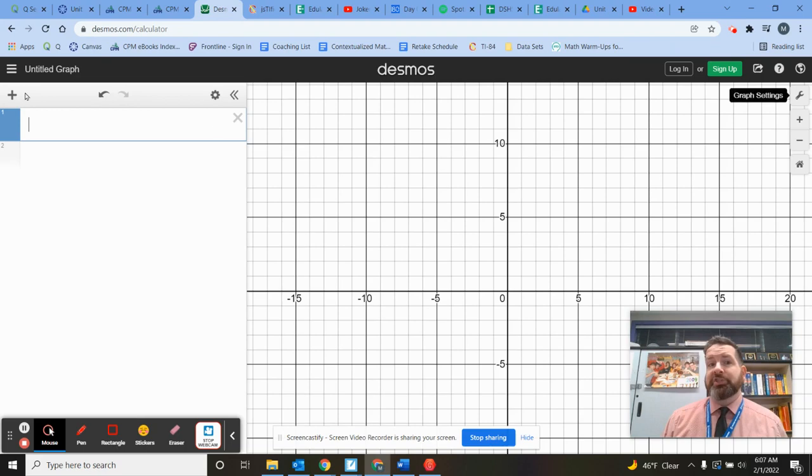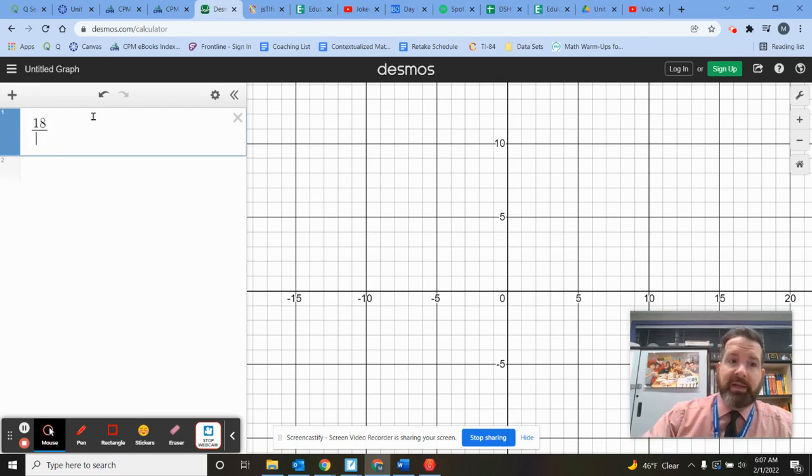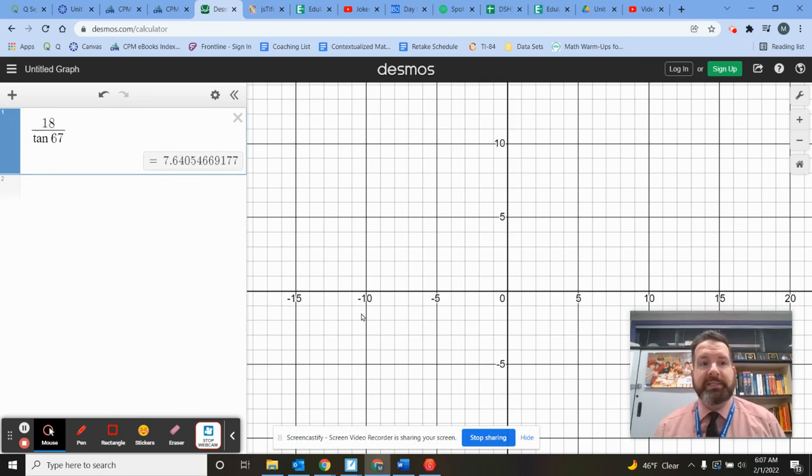So click it, little wrench, change it to degrees, and then you can do the same thing. 18 divided by tangent of 67 degrees. Look at that, 7.6. If you don't change that setting, it's going to give you the wrong answers every time.